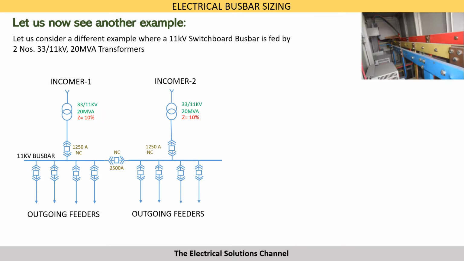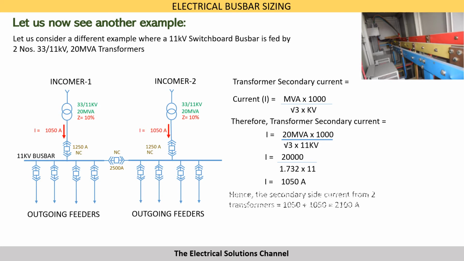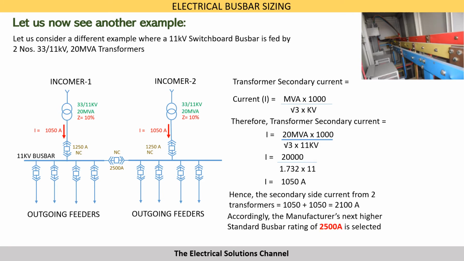Let us consider a different example where a 11 kV switchboard busbar is fed by two numbers 33 by 11 kV 20 MVA transformers. In this example, the transformer secondary current works out as 1050 amps. Hence, the secondary current from two transformers is equal to 2100 amps. Accordingly, the manufacturer's next higher standard busbar rating of 2500 amps is selected.